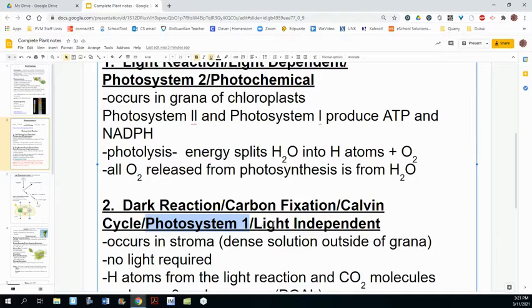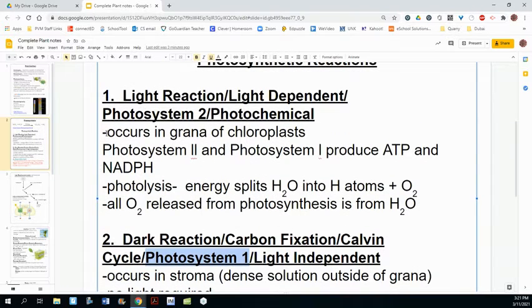So it does not require light, but it happens all day, right? It is kind of ironic or counterintuitive that we would have photosystem 2 occur before photosystem 1, but it is the way it is. I don't claim to know why they do that. But photosystem 2 occurs in the grana of a chloroplast.